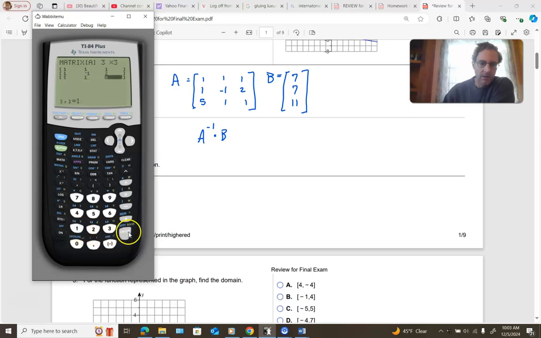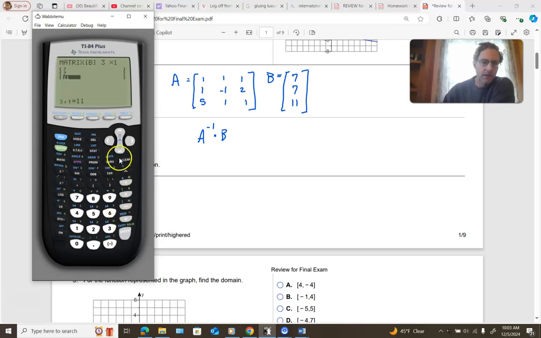Now, you can still solve these by hand if that's what you would like to do. Alright, so I've got matrix A in there, so I'm going to go back to the matrix key. I'm going to go over to edit again. I'm going to go down to number 2 because I need to input the entries from matrix B. And matrix B is a 3 by 1. Remember, it's the number of rows by columns. And so our entries are 7, 7, and 11.